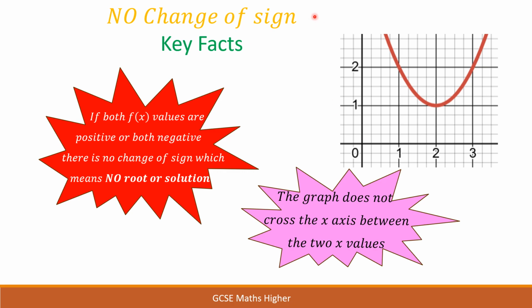In the exam, you're unlikely to come across a no change of sign case because they want you to find out what the root is. But this is what it means if there is no change of sign, and why it doesn't work.